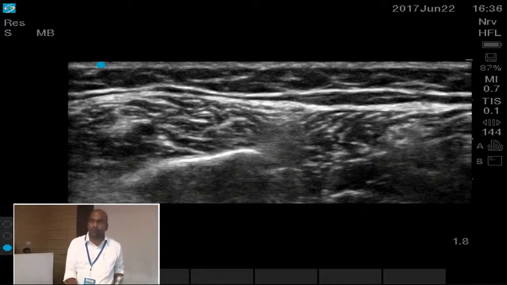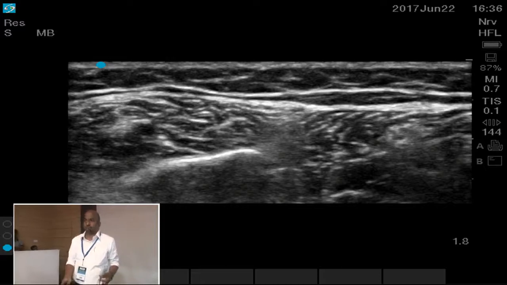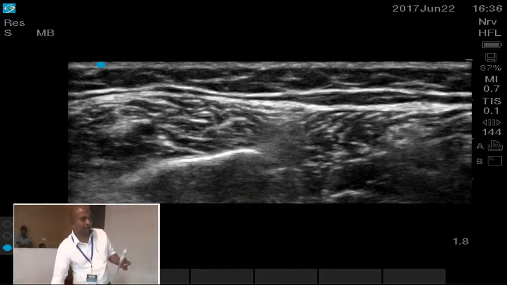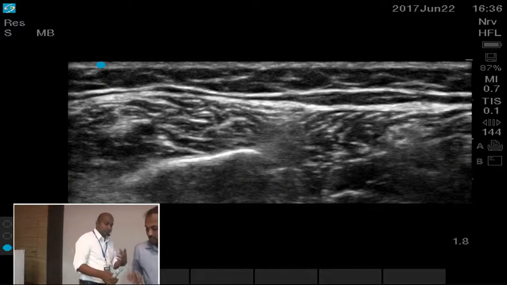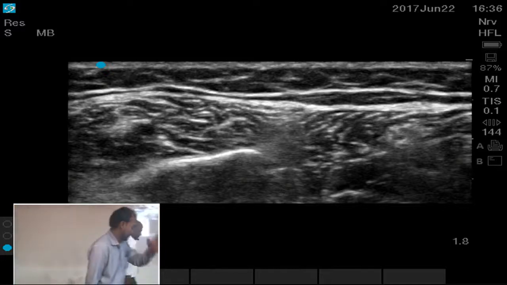Or you can go above, where it divides into tibial and common peroneal, and you can block there as well. So this is the sciatic nerve. Now we will go to the pec 1, pec 2. So now coming to the trunk.